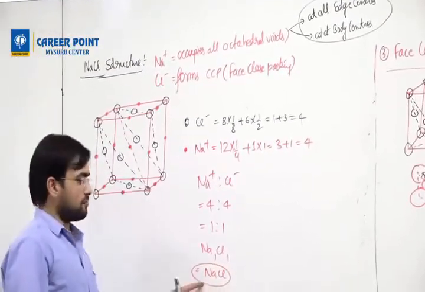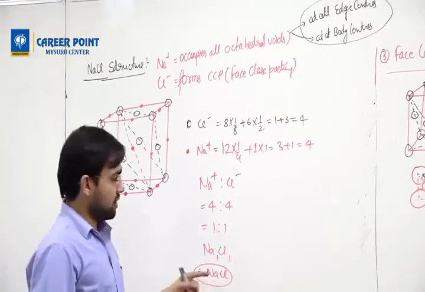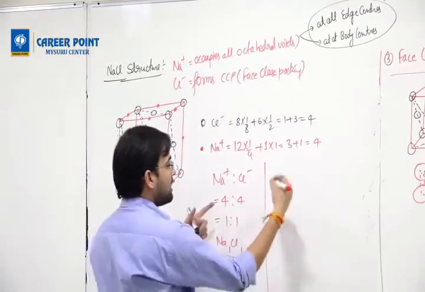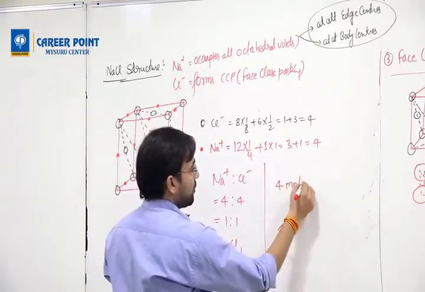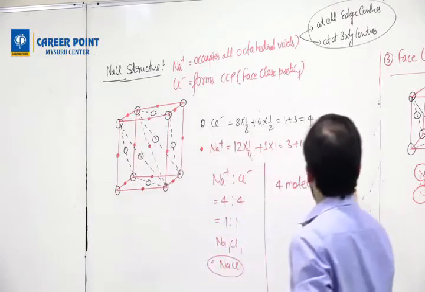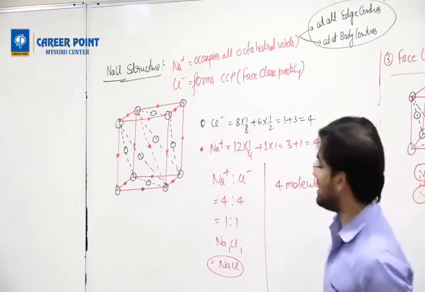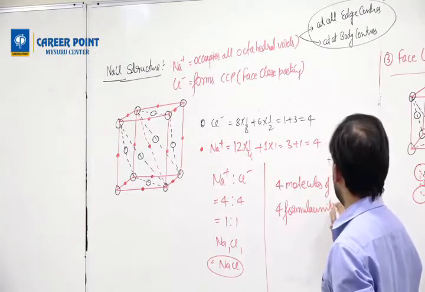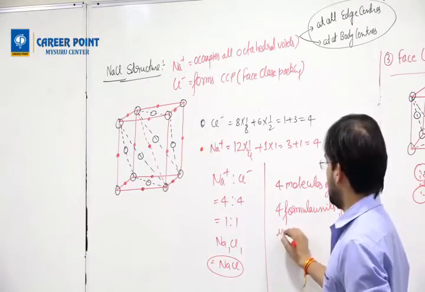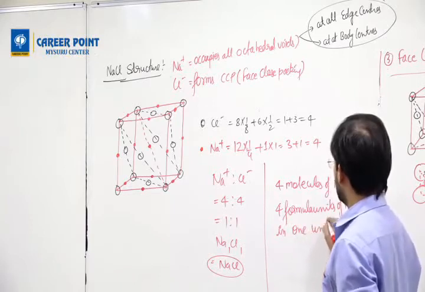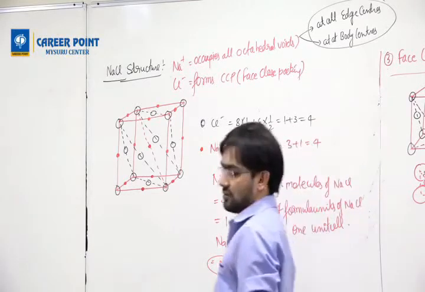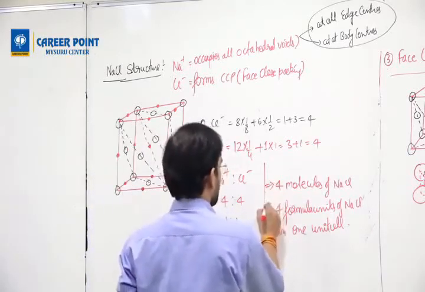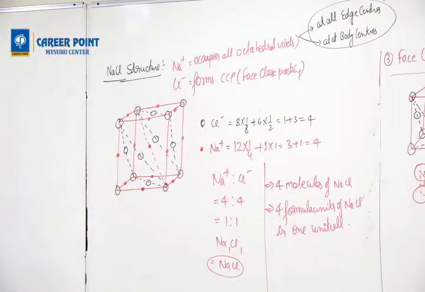This is the formula of the compound. And there are 4 Na plus and 4 Cl minus, so there are 4 molecules of NaCl. But NaCl is an ionic compound, so we say 4 formula units of NaCl in 1 unit cell.